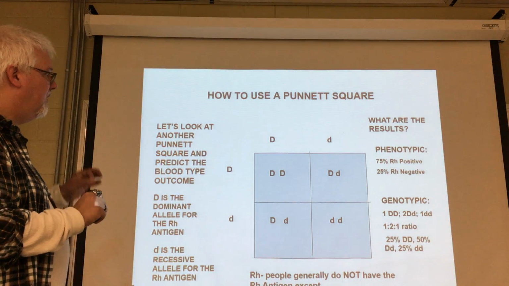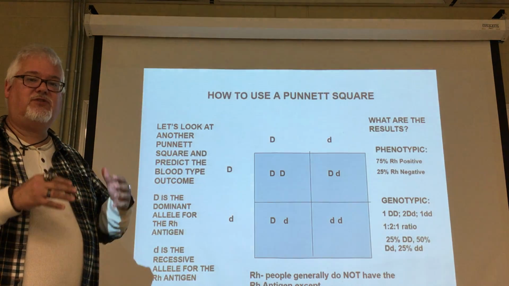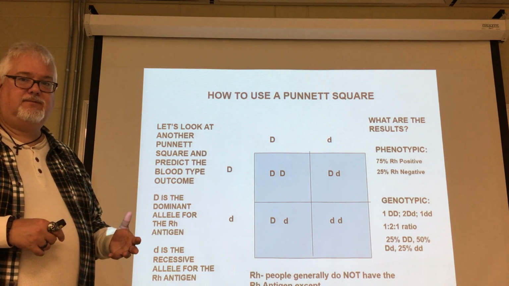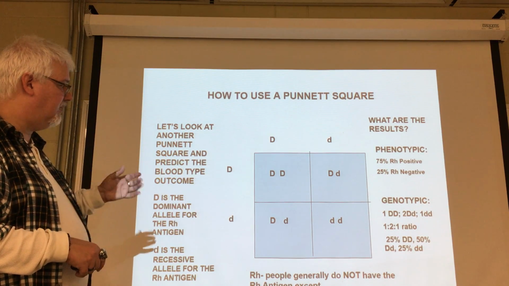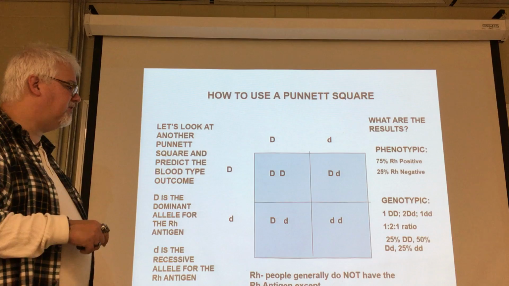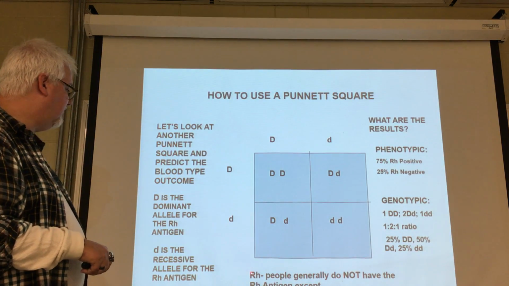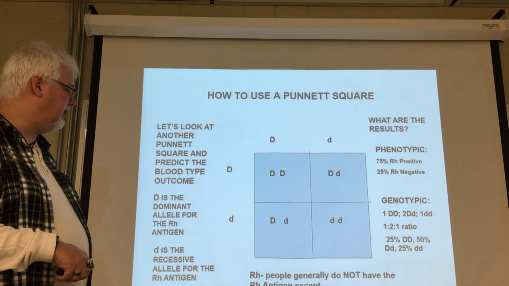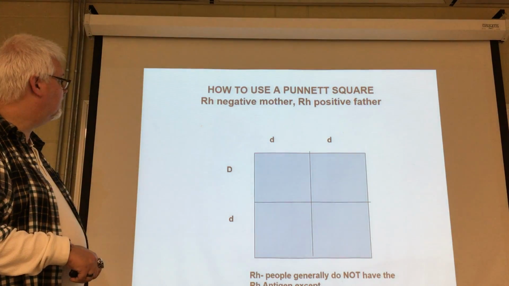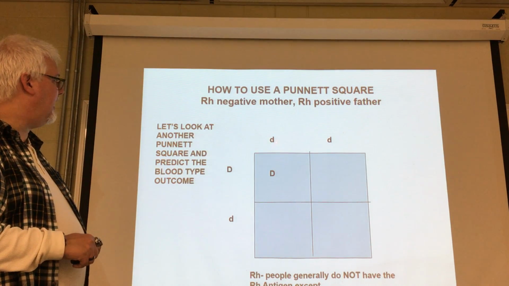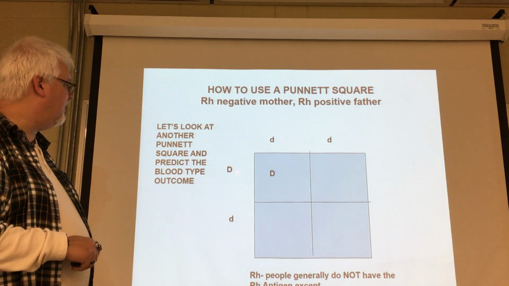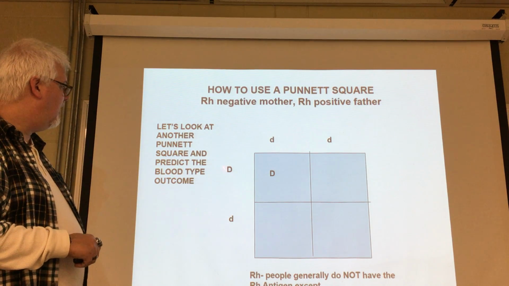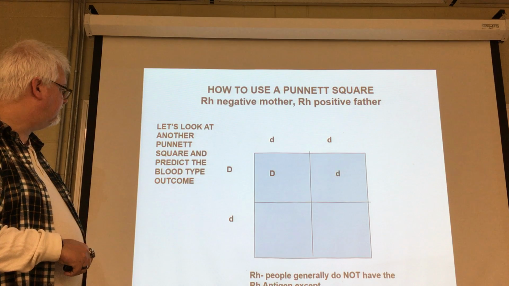It's not until the sperm actually merges with the ova that one of these is defined. So this is simply saying the possibilities. Now, as we said before, in general, Rh negative people do not have the Rh antibody, except in the case of an Rh negative mother and, in this example, a heterozygous Rh positive father.